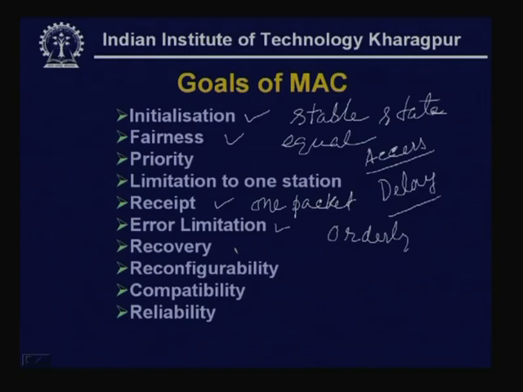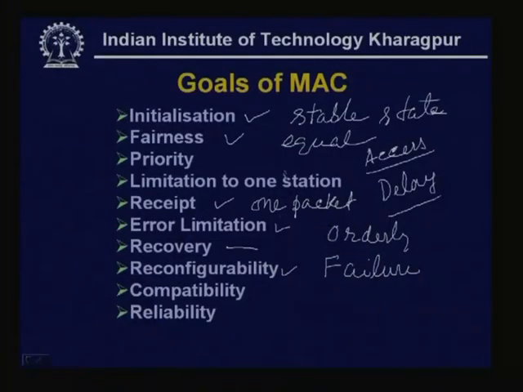Then recovery. Whenever there is some failure, the medium access control should be designed in such a way that it is able to recover from the failure. And then comes the question of reconfigurability. As I mentioned, stations will be added to and removed from the network. So, the medium access control should be able to reconfigure the network so that it can perform the medium access control in an effective manner.